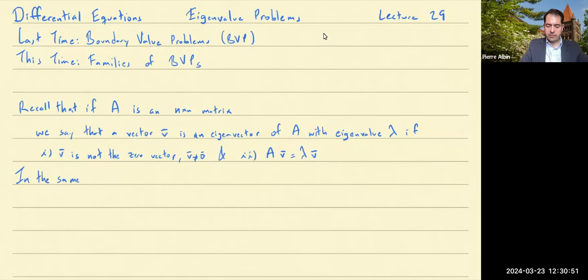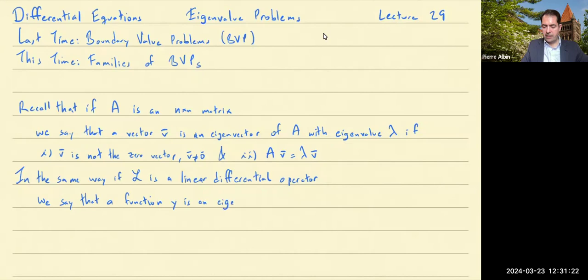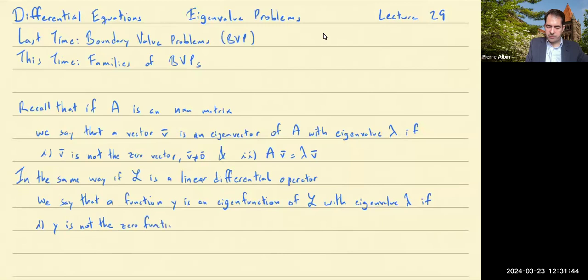So in the same way, if L is a linear differential operator, we say that a function y is an eigenfunction of L with eigenvalue lambda if y is not the zero function and L of y is equal to lambda y.